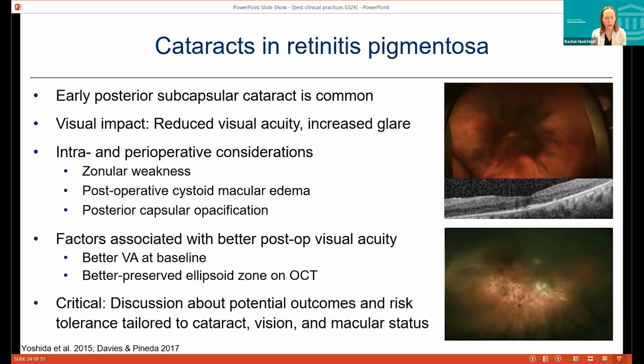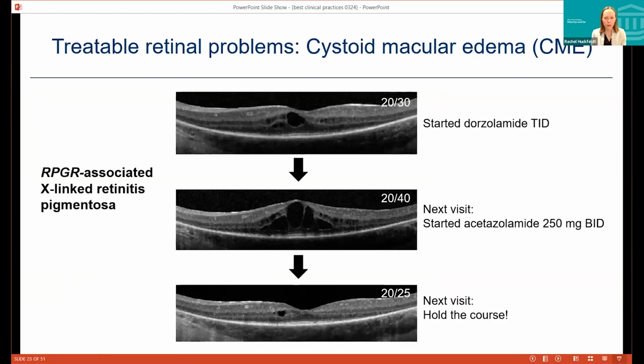So any decision about cataract surgery really needs to be individualized to the person who's thinking about it and their retinal status at that moment. I'm also looking for cystoid macular edema, or CME. This is something that easily affects at least 25% of people with RP and other inherited retinal disorders. And we want to treat it when it reaches the point of being anatomically significant and visually significant.